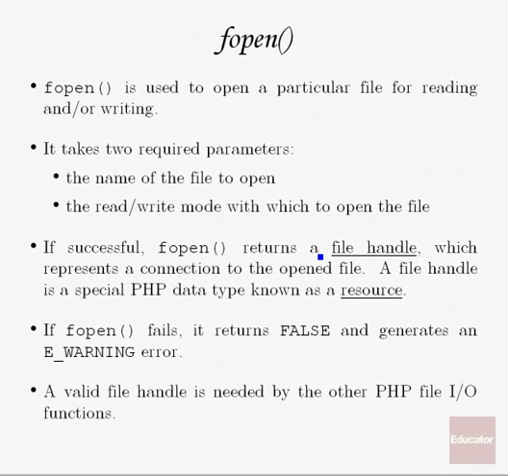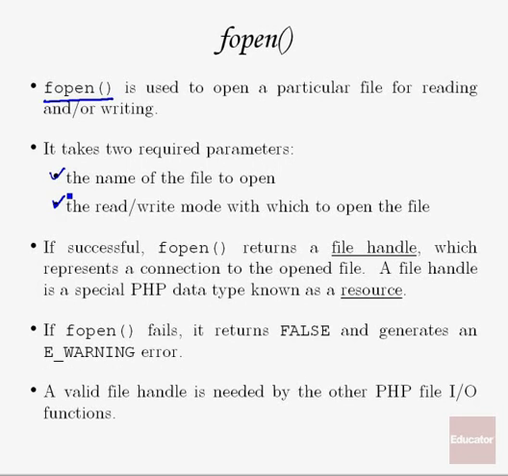So the first step in working with a file in PHP is to open the file for reading or writing, and you do that using what's known as the fopen function. It's a built-in function in PHP, and it takes two required parameters. The first one is the name and the path to the file that you're going to be opening. The second is what's known as the read and write mode with which to open the file.